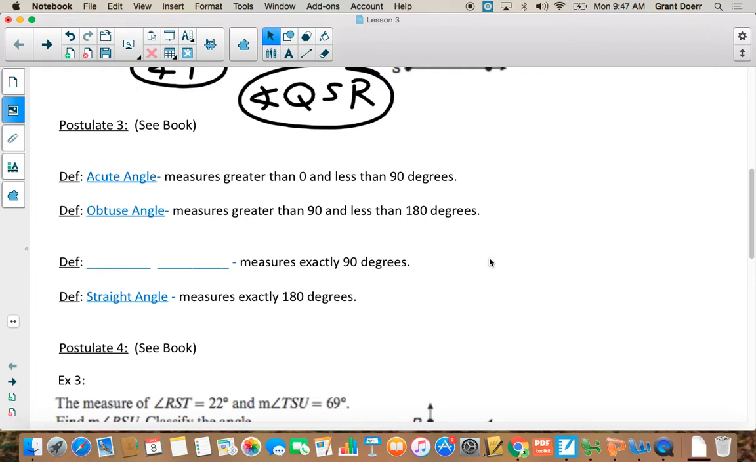Postulate 3. Given a point X on PR, consider rays XP and XR, as well as all the other rays that can be drawn with X as an endpoint on one side of PR. These rays can be paired with real numbers from 0 to 180, such that XP is paired with 0 and XR is paired with 180. And then secondly, if XA is paired with a number c and XB is paired with a number d, then the measure of angle AXB is the difference between c and d. Again, how to use a protractor 101.